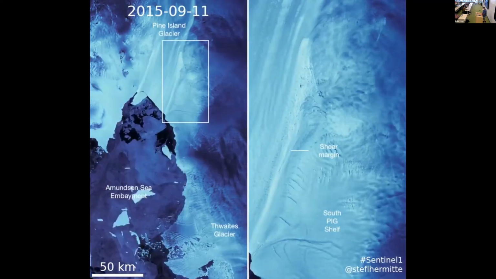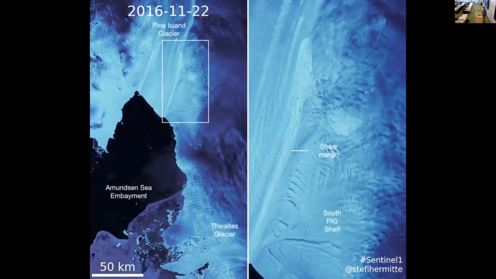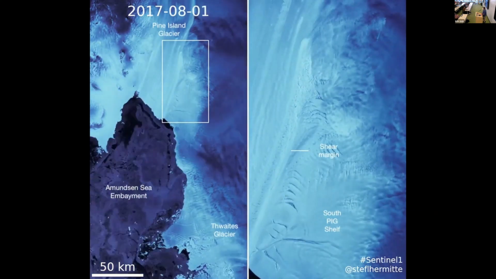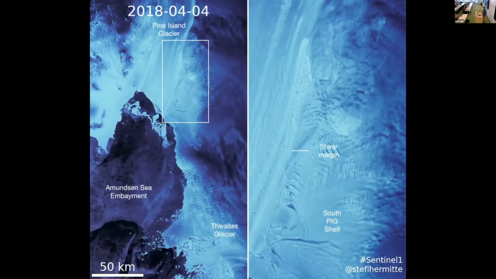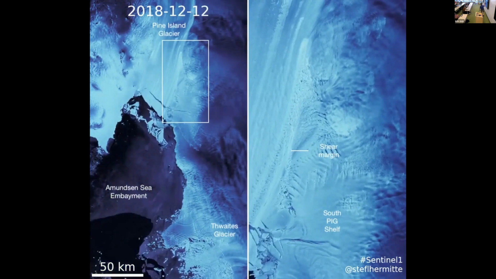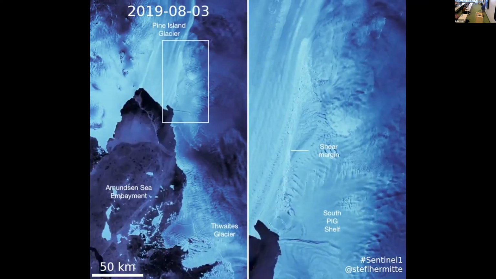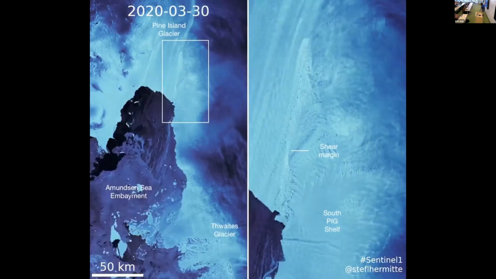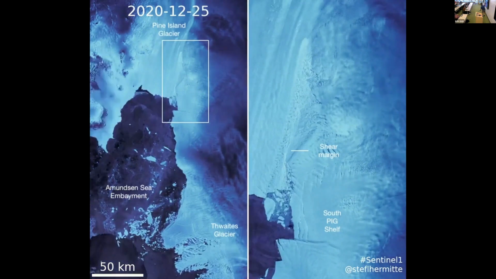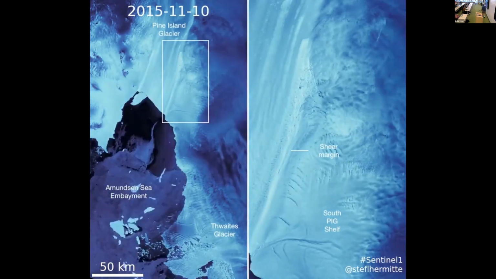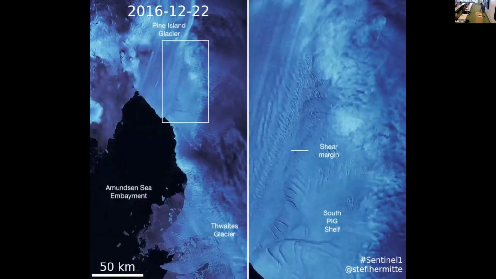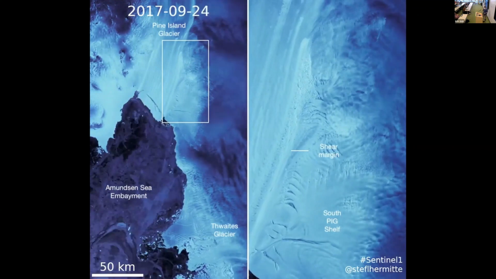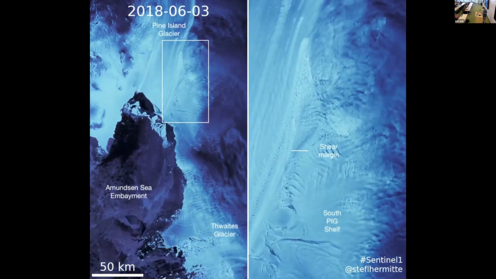So look at this. This is a series of satellite movies. You can see that the ice, it's not smooth, right? This is zooming into here. Ice is breaking off. There's obviously a lot going on here. You've got lots of crevasses, lots of broken ice, right? So it's not this nice flow that we've been modeling.